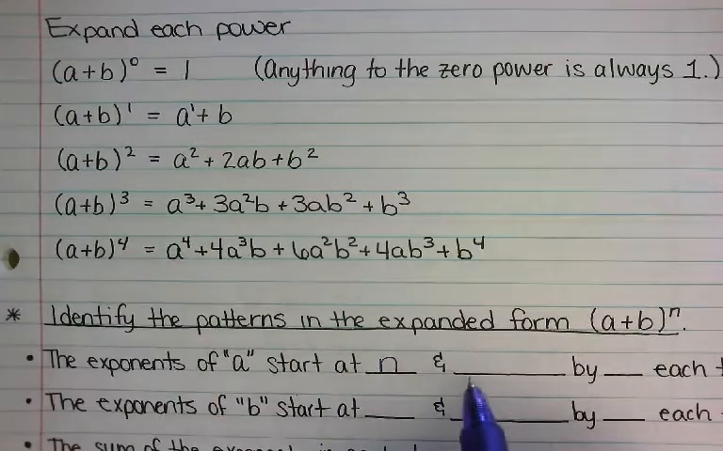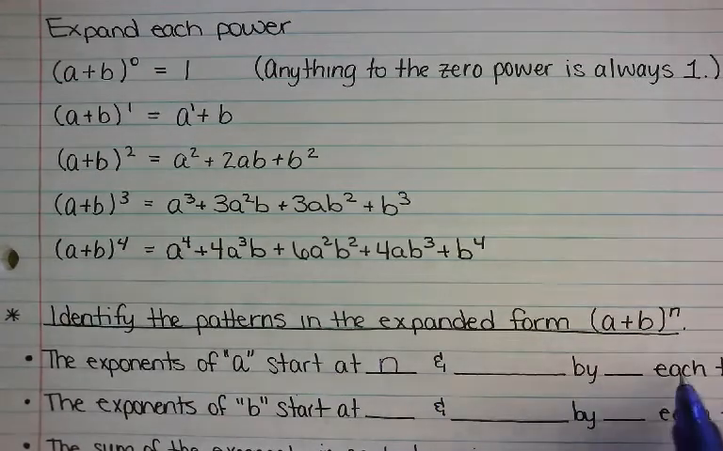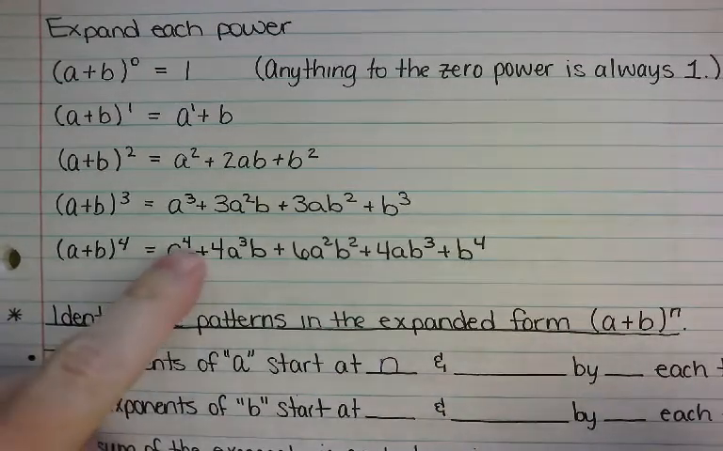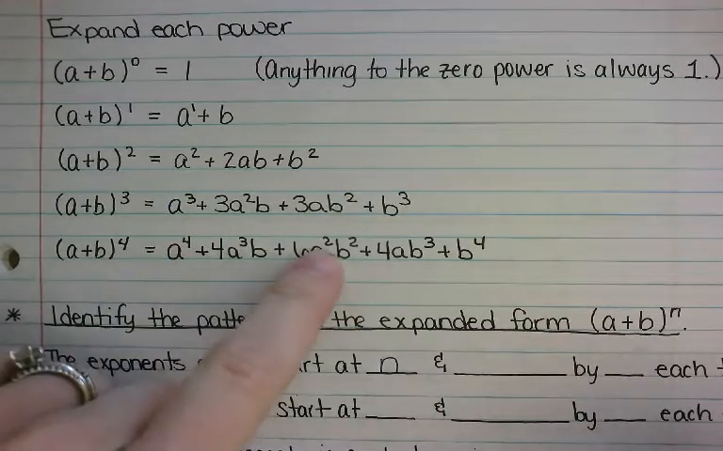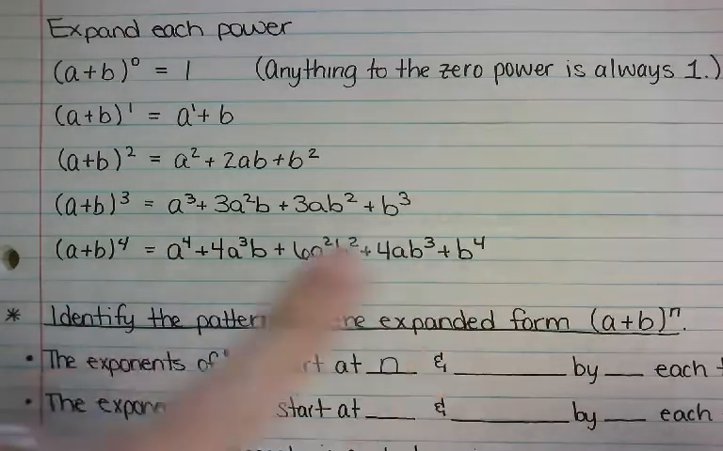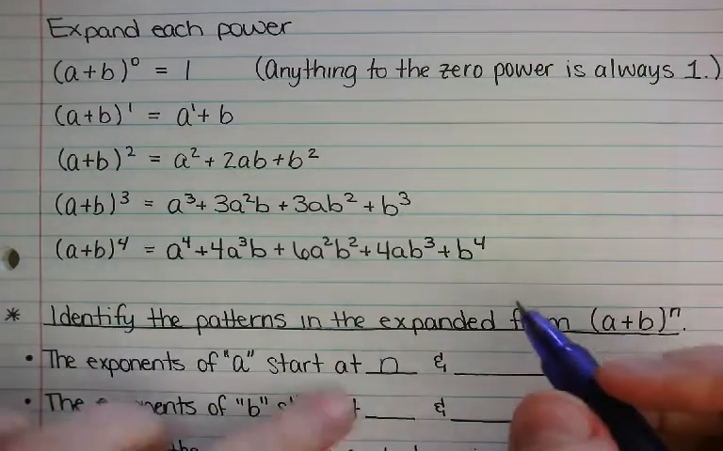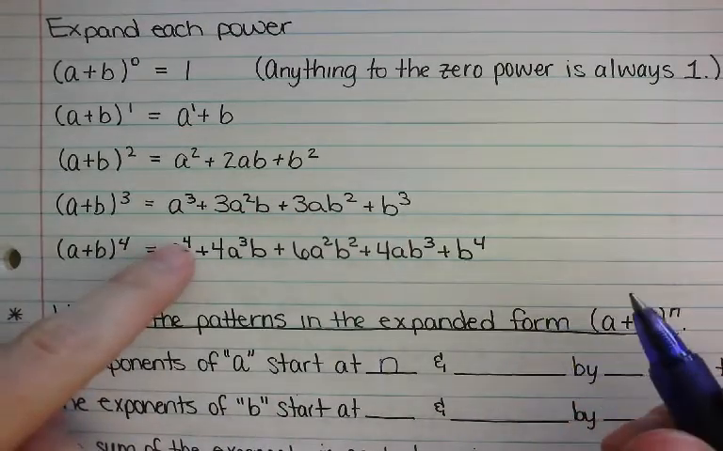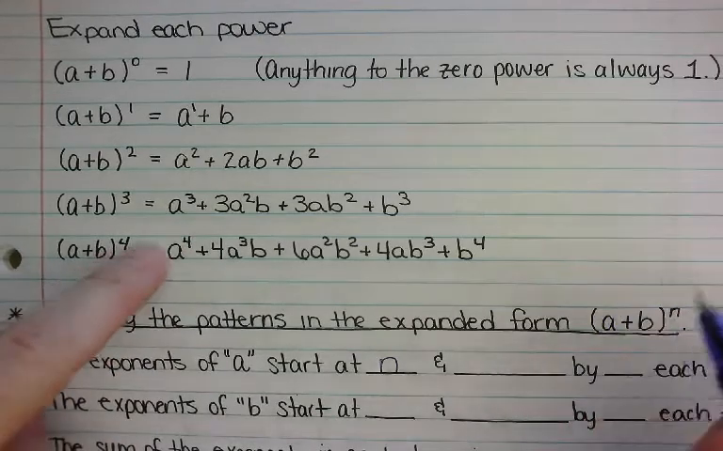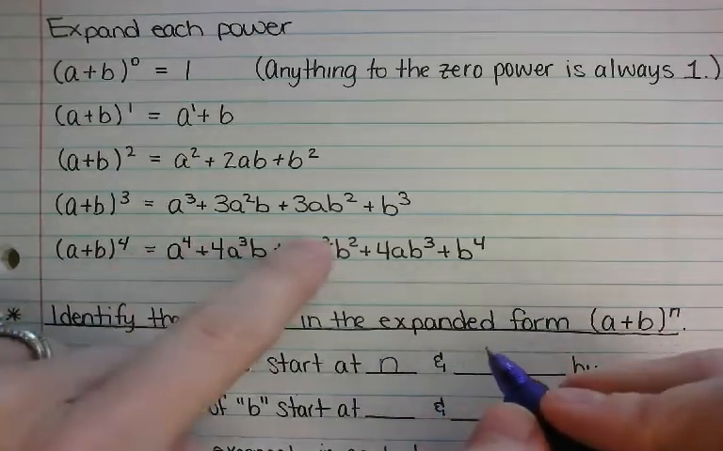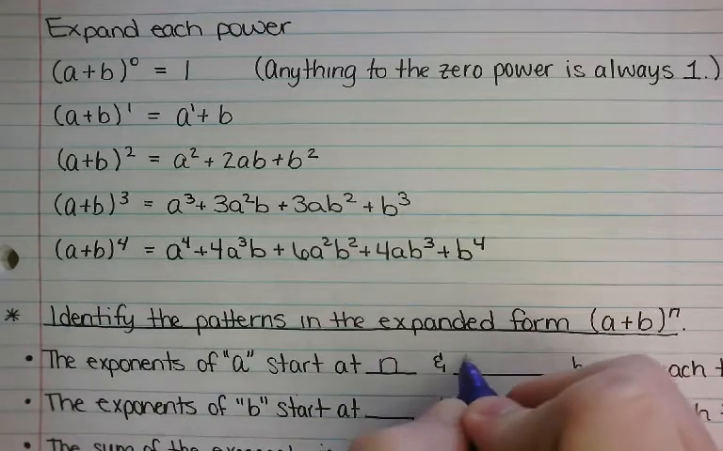And then it says they're doing what by how much each term. So for example, I've got an a to the fourth, then a cubed, then a squared, then an a, then no a's. A cubed, a squared, a, no a's. So my exponents are starting off at this number, and then they are starting to decrease by 1 each time.